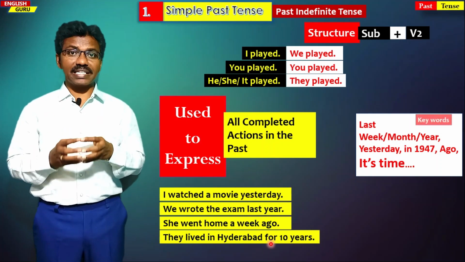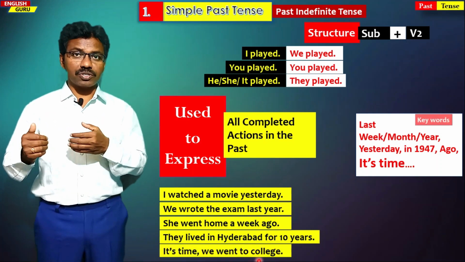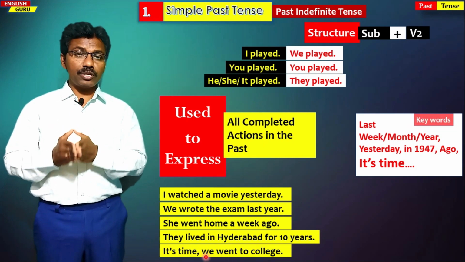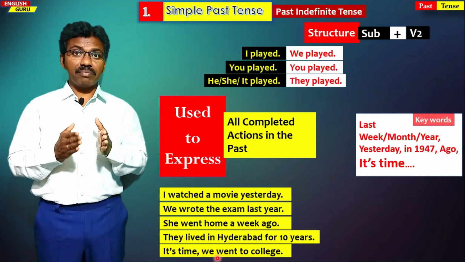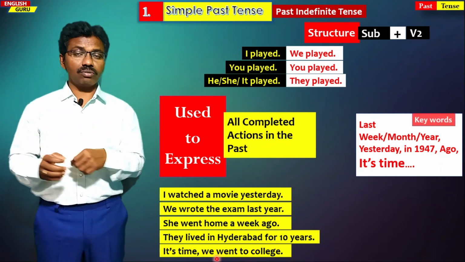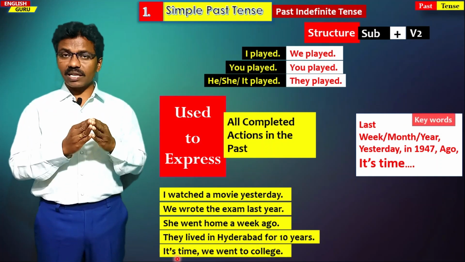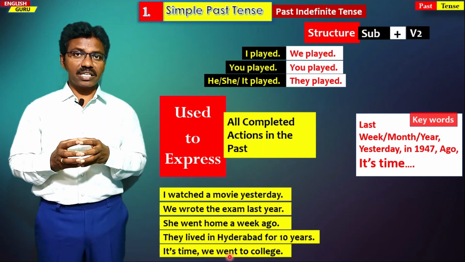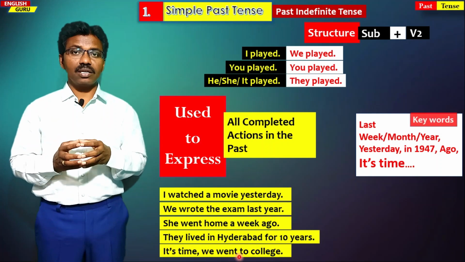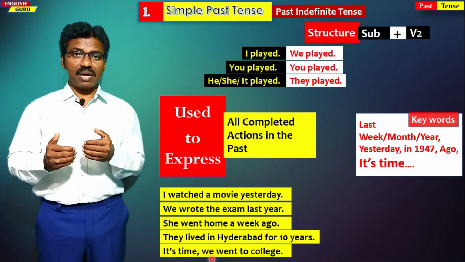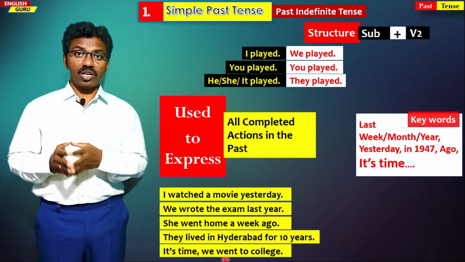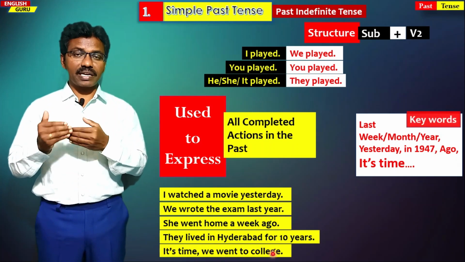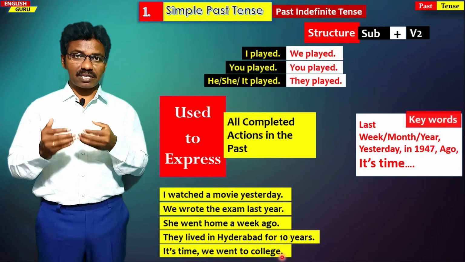And the next one is, it's time we went to college. So it's time is a phrase, and after that we went to college. Not, it's time we are going to college. No, that's wrong. Whenever we use the it's time phrase, there should be verb 2, the second form of a verb, that is the past form of a verb. That is the reason here we say it's time we went to college, not we are going to college. So it's time we went to college is the right expression in simple past tense.